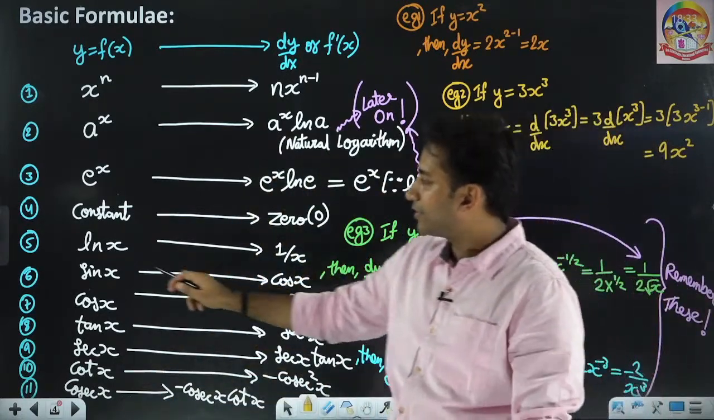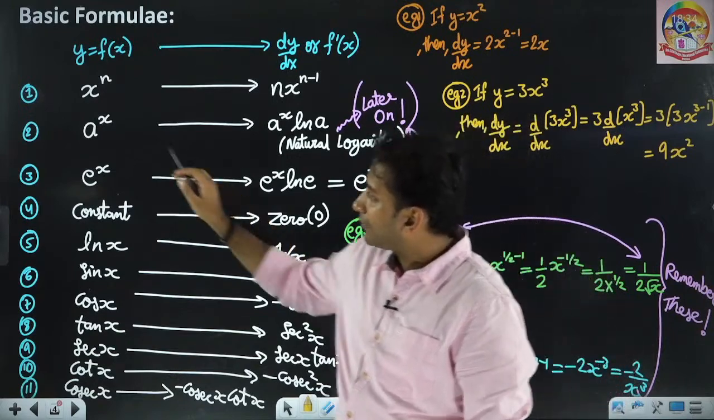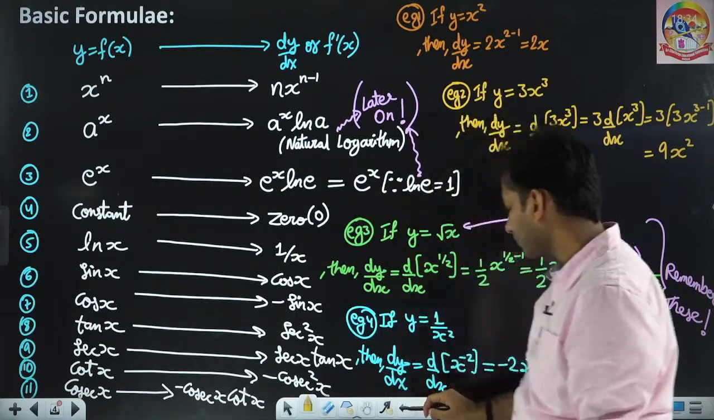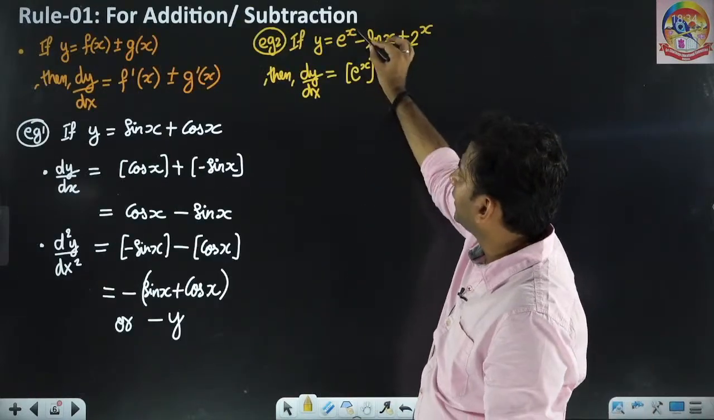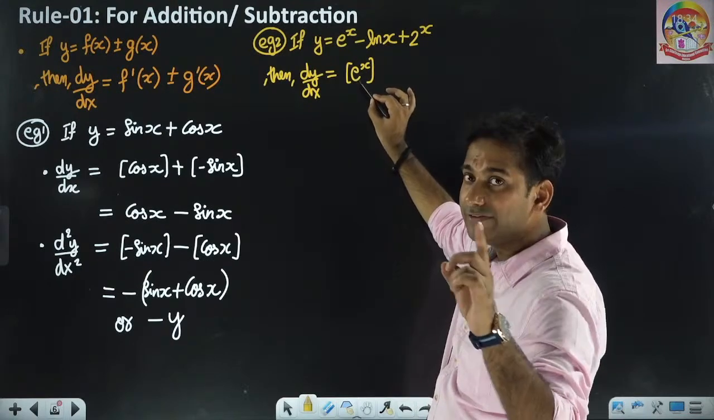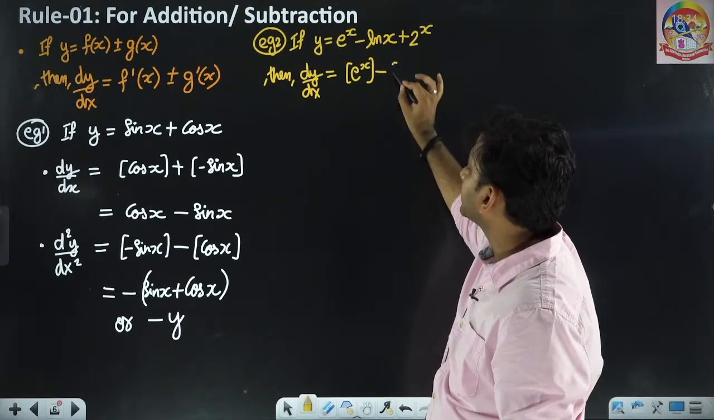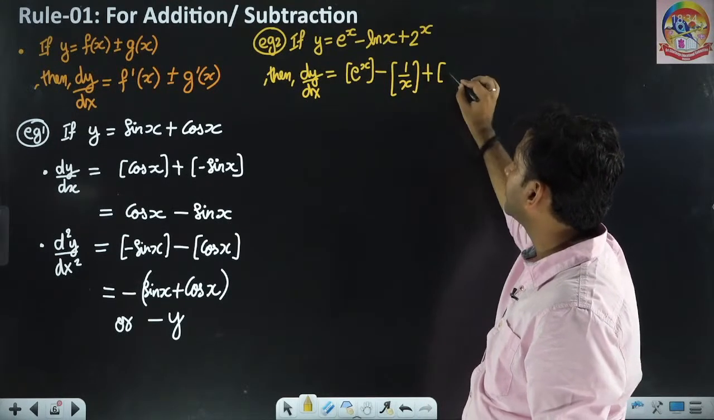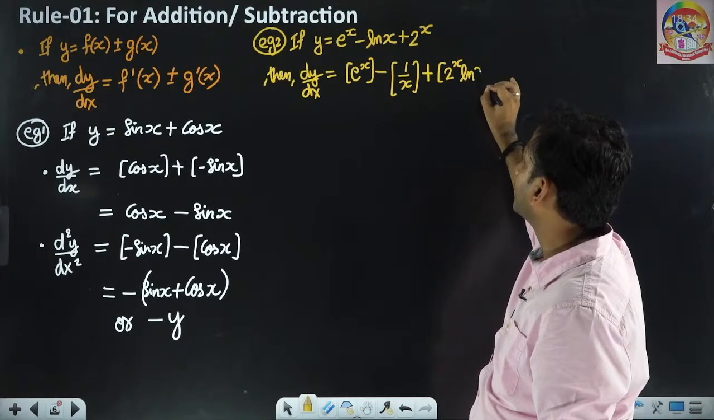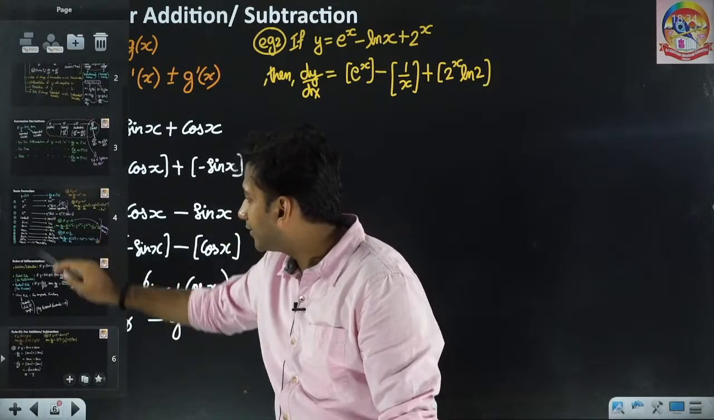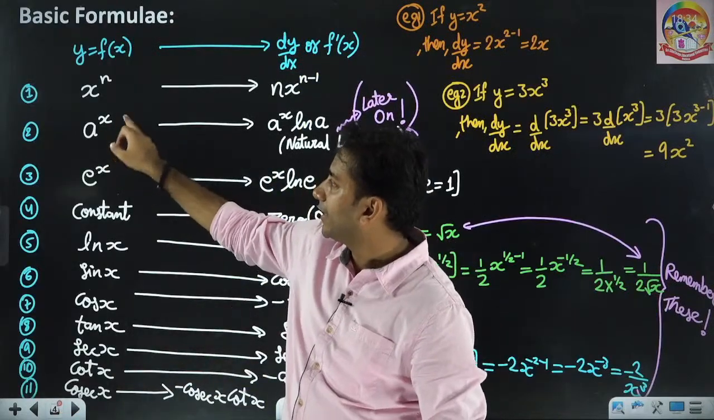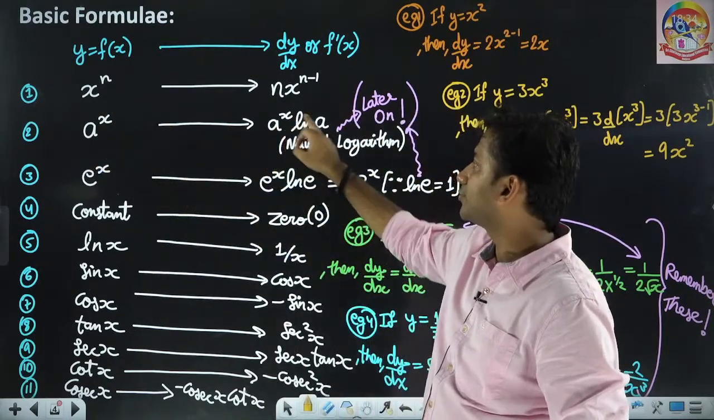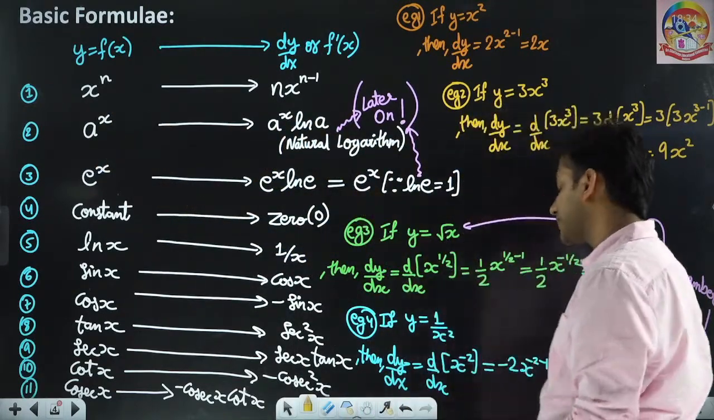What is the differentiation of ln x? That is 1 by x. And what is the differentiation of any number to the power x? That is a to the power x ln a. That means just substitute the formula. E to the power x derivative is e to the power x, individual differentiation, minus sign as it is. Ln x differentiation is 1 by x, plus sign as it is. 2 to the power x differentiation is 2 to the power x ln 2, the way a to the power x differentiation is a to the power x ln a.